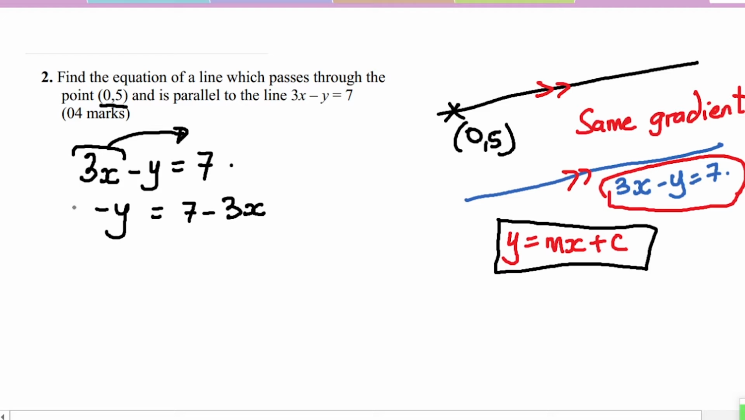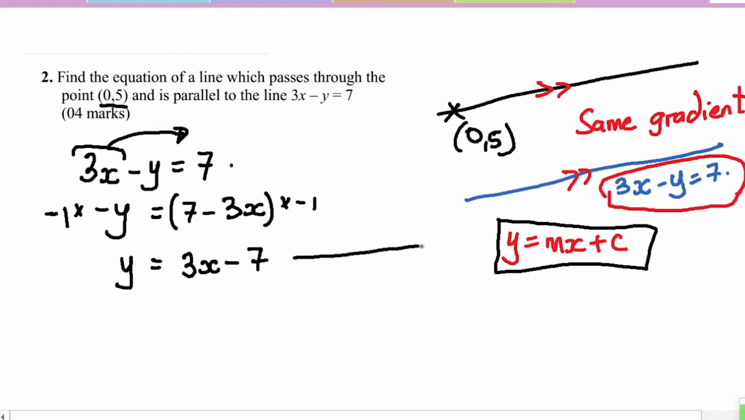Let me remove that negative from y by multiplying times negative 1 on both sides. This negative 1 affects everything here. So negative 1 times negative y gives us y is going to be equal to, this turns into 3x minus 7. So from here you are able to see that this equation is in that form of y is equal to mx plus c. And we know that in that form, the value of m is the gradient. So when it comes to the blue line, it means that the gradient is 3. So if the gradient of this line here is 3, it means that the gradient of that other line we are looking for here is also 3.